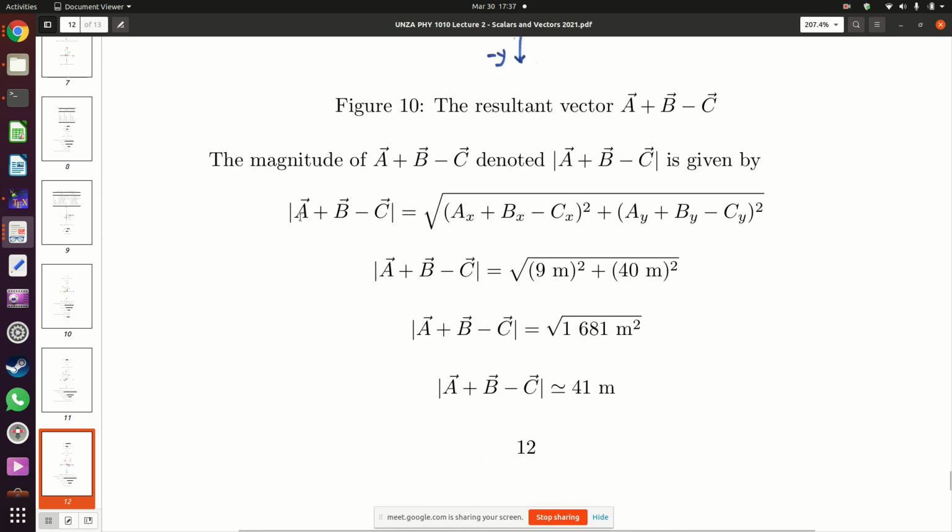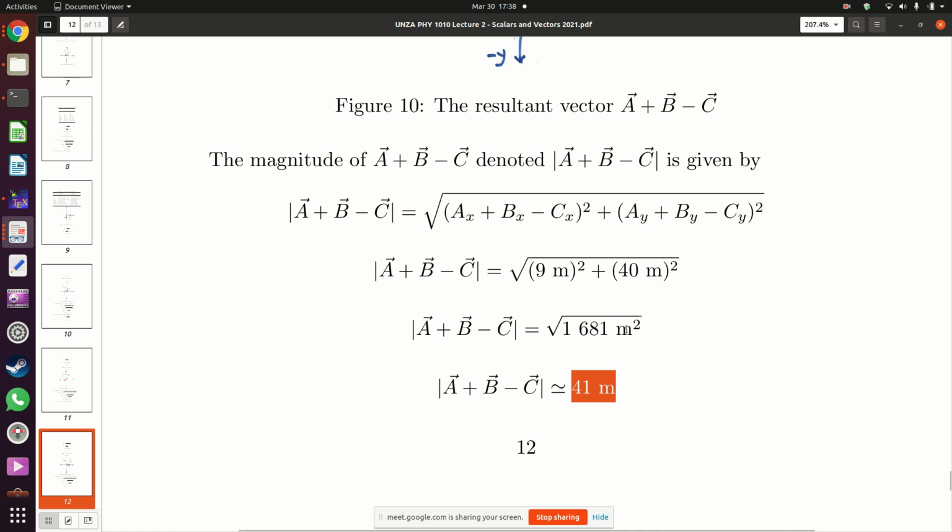Here, the size of A plus B minus C is going to be the square root of the x component of A plus B minus C squared plus the y component of A plus B minus C squared. So the x component is 9 meters plus the y component, which is 40 meters. You add these, you end up with 1,680 under the square root, then you take the square root, you end up with 41 meters. So the size of A plus B minus C is 41 meters.